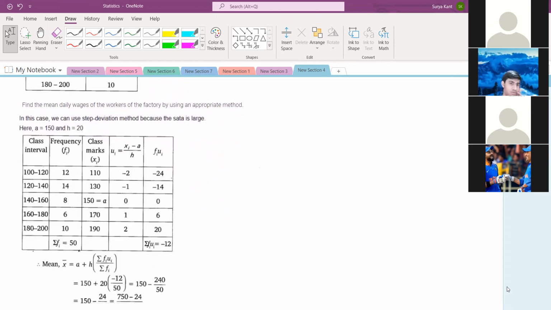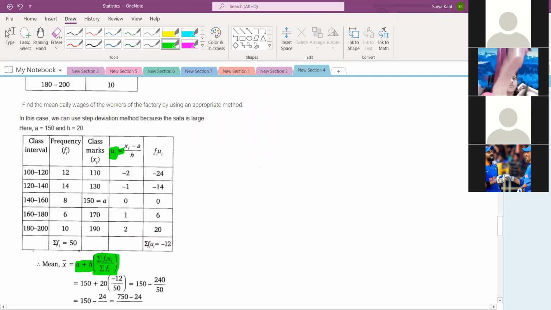Now see here. In this question, you have to find ui. And what is the ui formula that you know? The step deviation formula is A plus h, the A and h you already know, multiplied by summation fi ui divided by summation fi. Okay. Okay, sir.